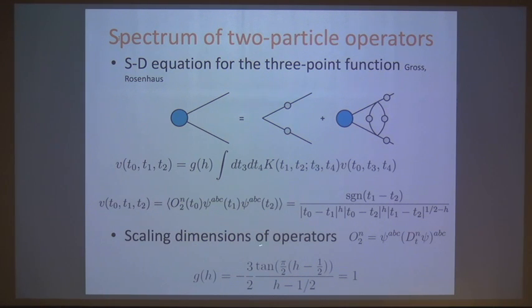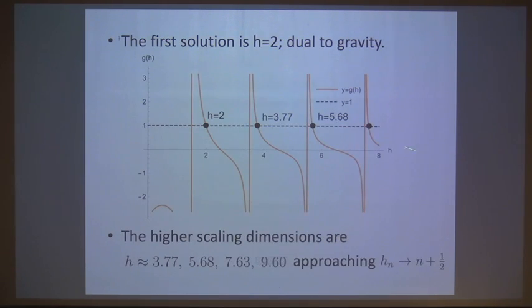And to cut this long story short, you can determine the scaling dimensions of operators psi, a bunch of derivatives of psi. You always get an equation, some function g of h is set equal to 1, because this has to be equal to this after you integrate. And the graphical solution gives you a series of modes. The first one, h equal to 2, is dual to the dilaton in this dilaton gravity that Xiao Liang just described. And then there is a higher series of massive modes in this near AdS2 space.